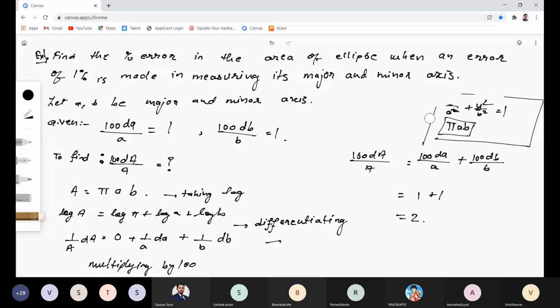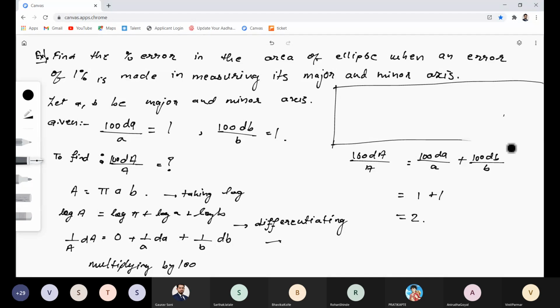The other way is, I will write out the other way over here. A equals pi a b. I am explaining this because in some examples this way is needed; log won't work in those. So dA will be given by the partial derivative of A with respect to a into da plus the partial derivative of A with respect to b into db. Put the values. The partial derivative of A with respect to a is pi b into da, plus the partial derivative of A with respect to b, that is pi a into db. This is the value of dA.